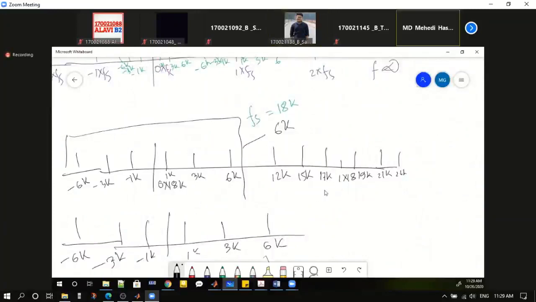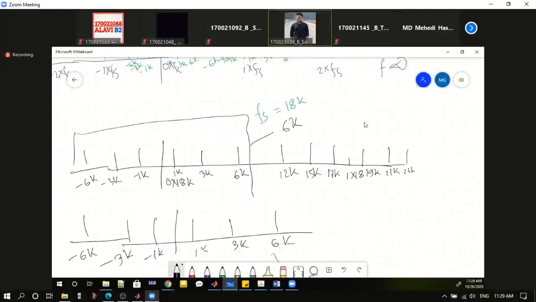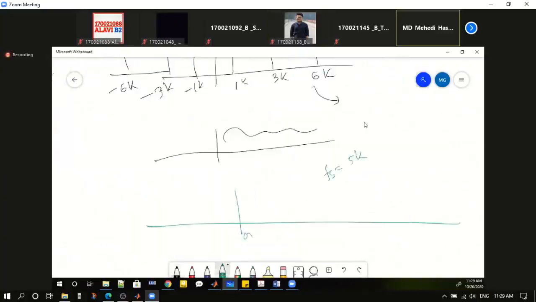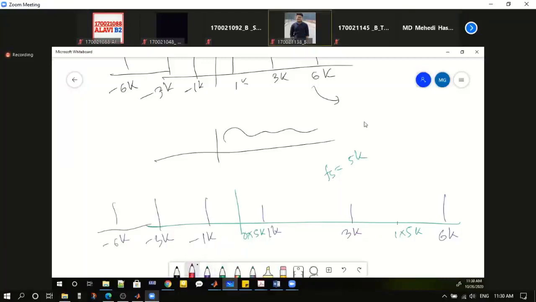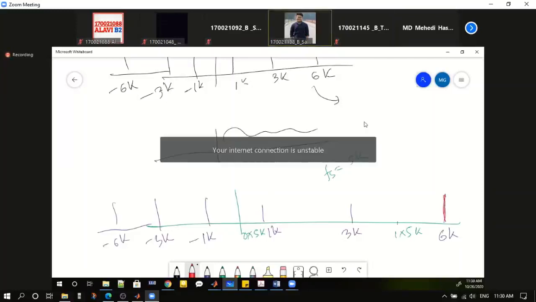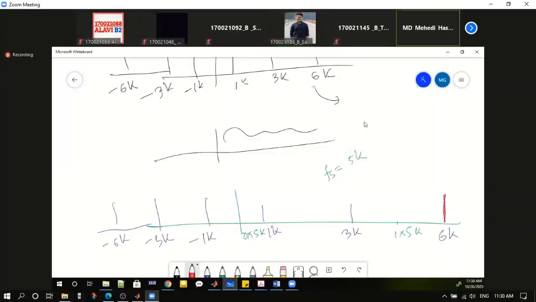Now with aliasing, with FS equal to 5k. This will be 0 into 5k, and this will be 1 into 5k, because your FS is 5k. Centered at zero, I'm plotting my original signal with 1k, 3k, 6k, minus 1k, minus 3k, minus 6k. Again, centered at 5k, I have to repeat my original signal. So 5 plus 1 is 6, and 5 plus 3 is 8k.